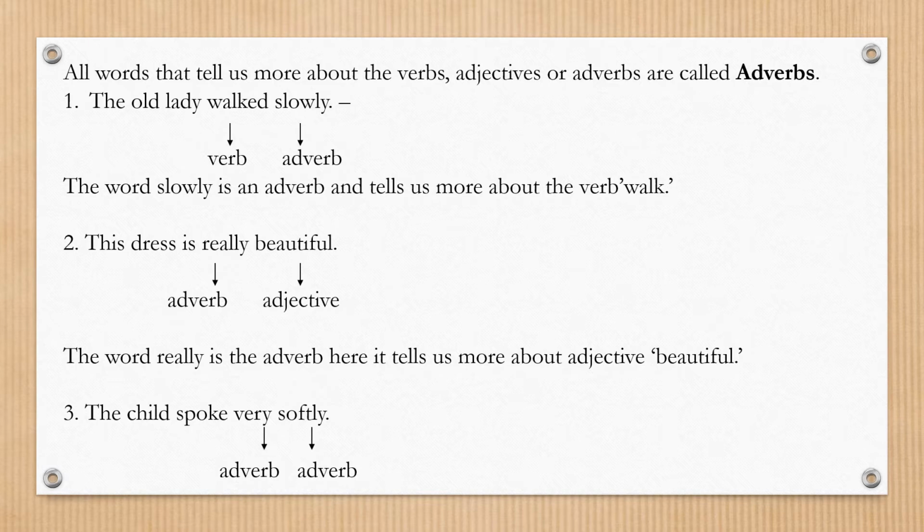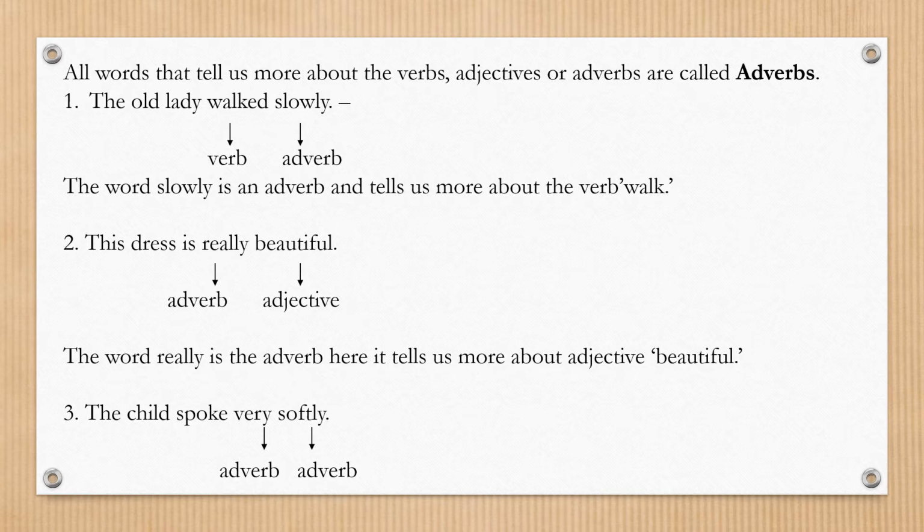Look at the second example. This dress is really beautiful. Now here beautiful is telling you about the dress. How is the dress? Beautiful. So here beautiful is an adjective. Really modifies the adjective, and really is an adverb. So it tells us more about the adjective beautiful.